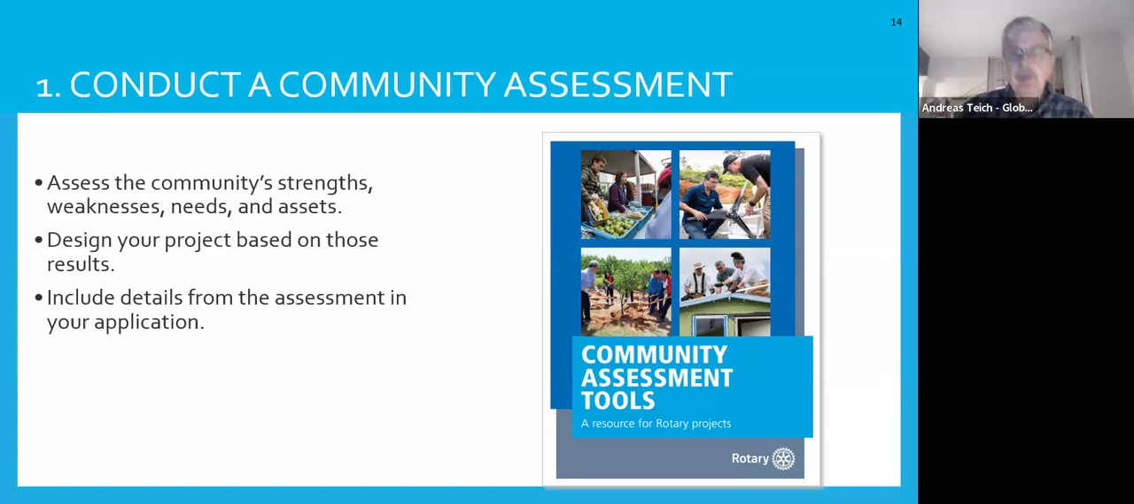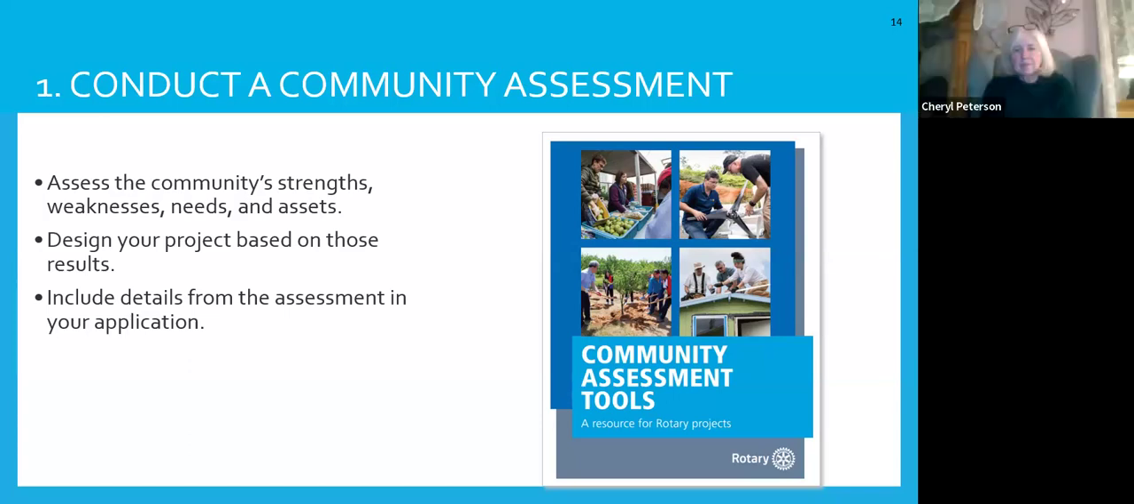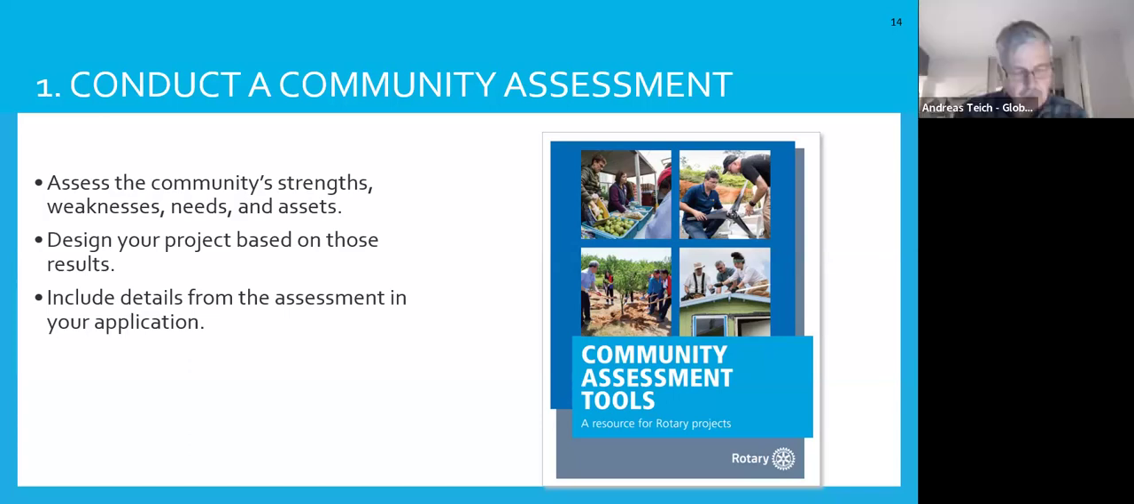Any club or district that applies for a global grant to support a humanitarian project or vocational training needs to conduct a community assessment first, then design the project based on the results of that assessment.